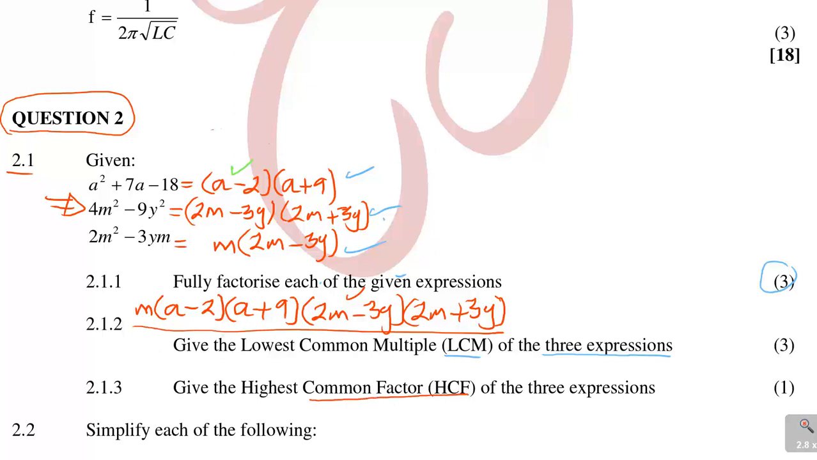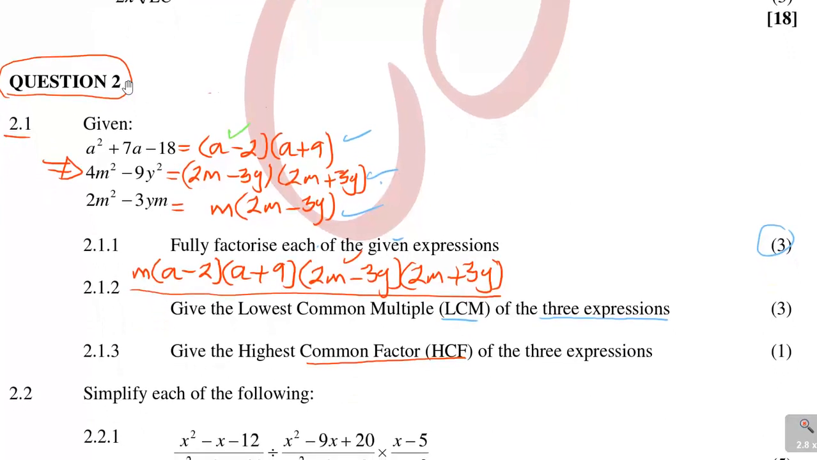And the last one says find the highest common factor. Now the highest common factor is the one that is common to all the three. That's why they gave it a mark. The other one was 3 marks, this one is just 1 mark. So it must be common in all the three.